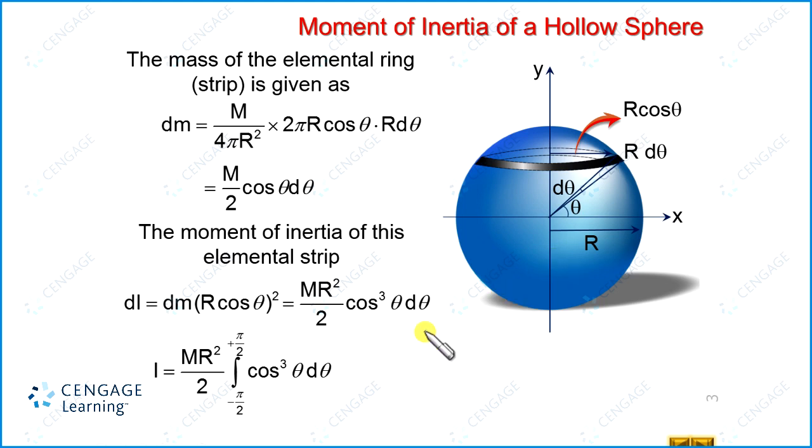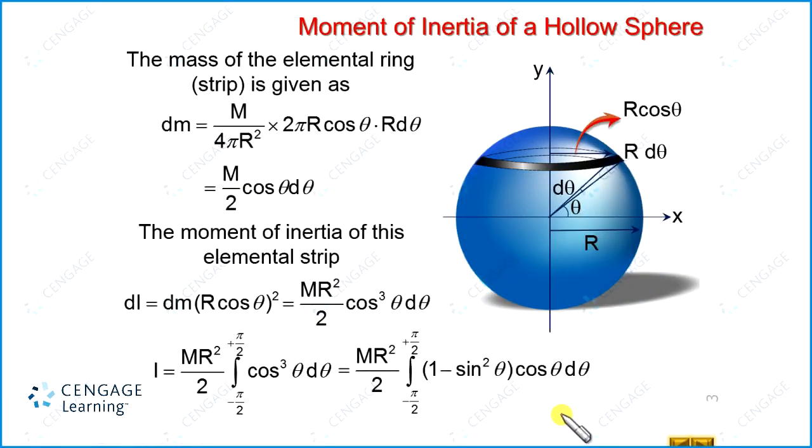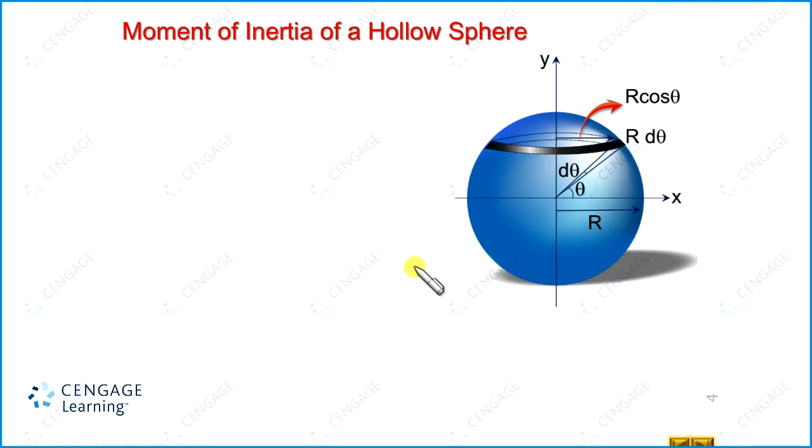So here we can write this term as cos square theta multiplied by cos theta, and this cos square theta equal to 1 minus sin square theta. So we can write this term equal to 1 minus sin square theta multiplied by cos theta. So let us substitute this value, right? Now let us simplify this integral. Let us write the integral in the next space.